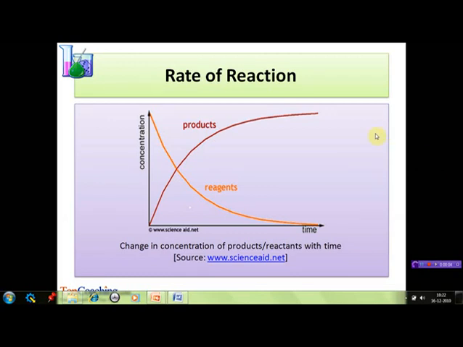If we plot a graph between the concentration of the products and the reactants and the time, then we can see that the concentration of the reactants, shown with the orange line, decreases with time, whereas the concentration of the products, shown with the maroon line, increases with time.